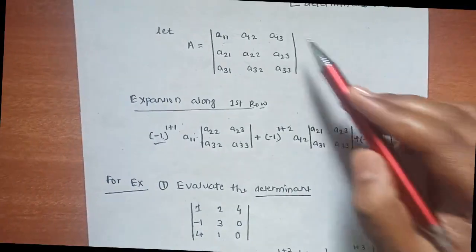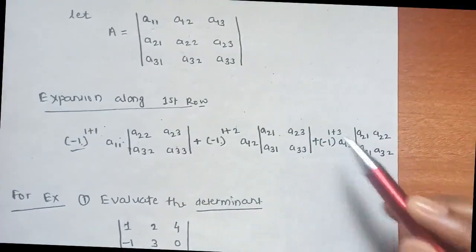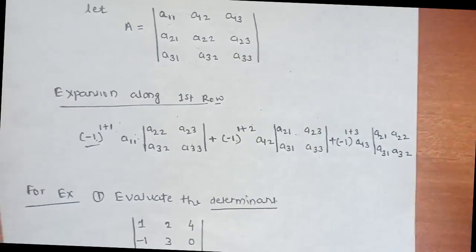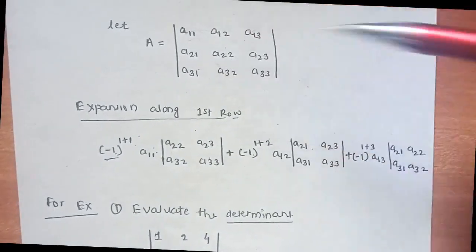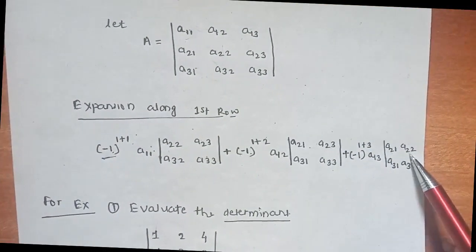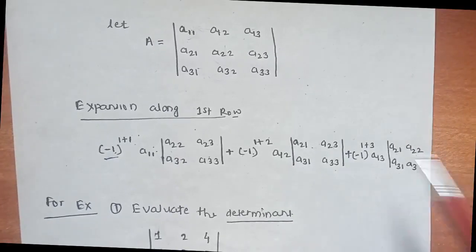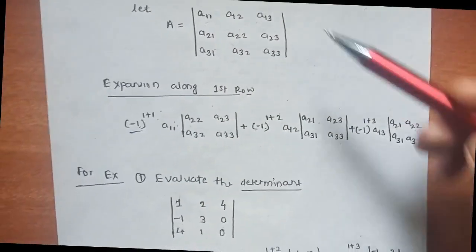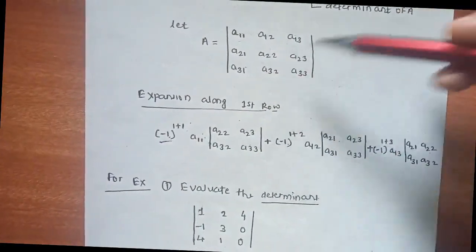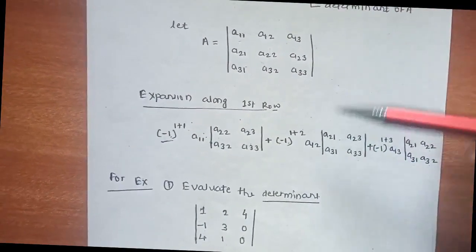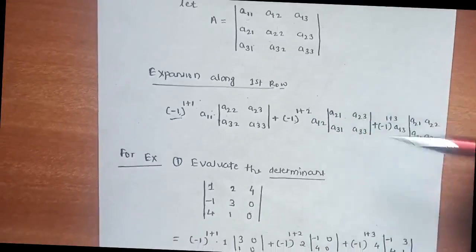Plus the last element of the row is A13, so minus 1 to the power of 1 plus 3, into the element A13, determinant of. I have to leave this row and this column, so the elements are A21, A22, A31 and A32. So this is the expansion of the determinant along the first row. This way it looks a little confusing, but once we see the problems it will be easy.